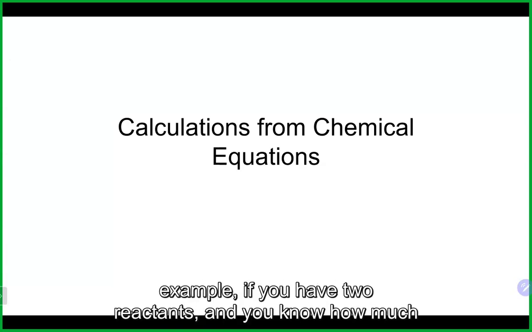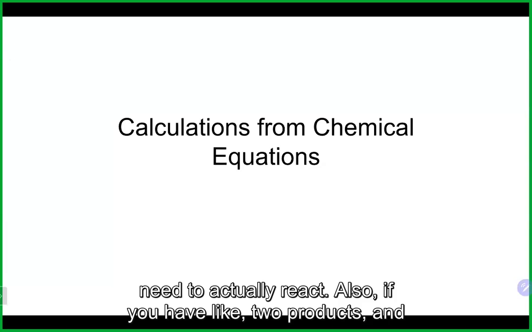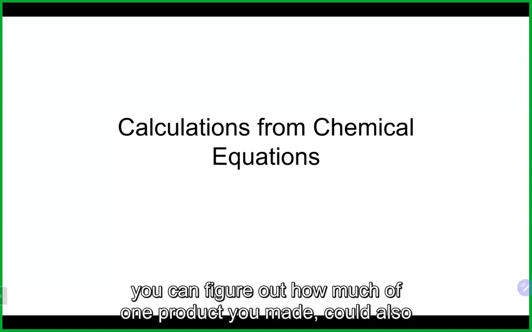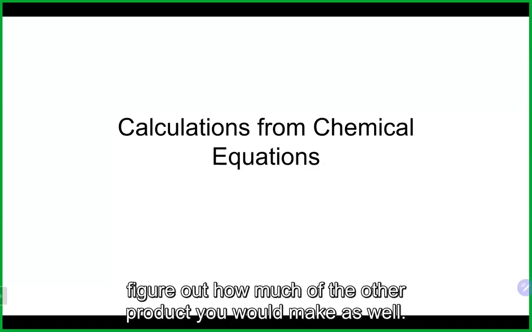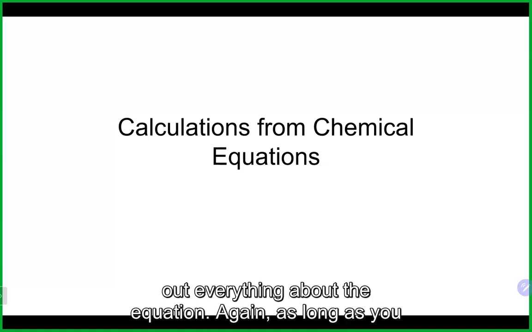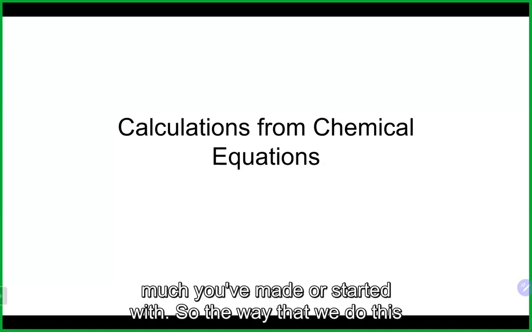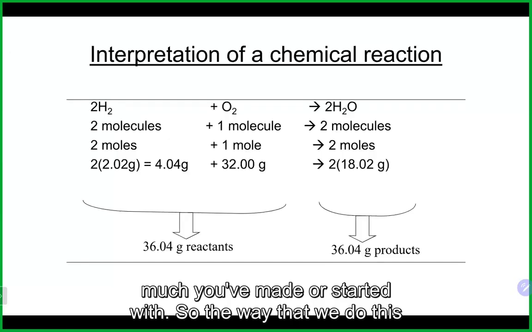For example, if you have 2 reactants and you know how much of one you have, you can figure out how much of the other you need to actually react. Also, if you have 2 products and you can figure out how much of one product you made, you could also figure out how much of the other product you would make as well. So it's a calculation that lets you figure out everything about the equation, again, as long as you know one piece of information about how much you made or started with.